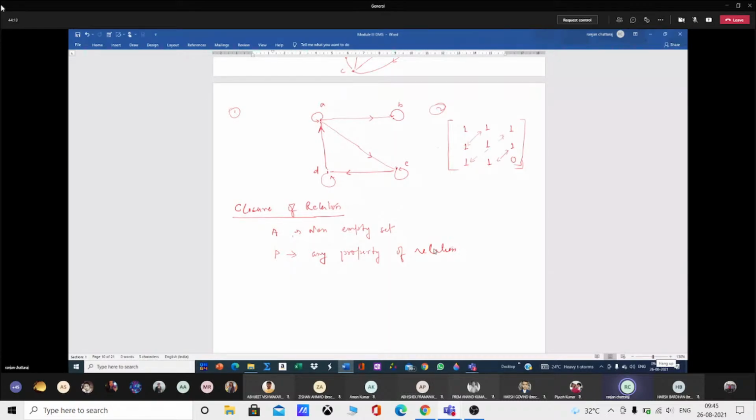So what are those properties? First one is it may be reflexive, it may be symmetric, anti-symmetric, transitive. So basically we are considering these three. Now R is any relation.